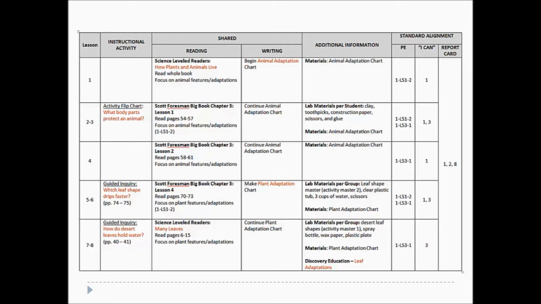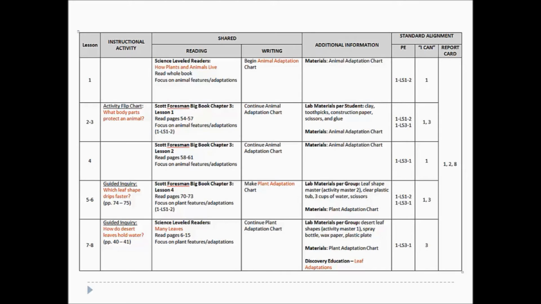Lessons 5 and 6 include two separate resources: a guided inquiry where students are investigating how adaptations in leaf shape allow some leaves to dry more quickly than others, and text that allows students to begin to complete the plant adaptation chart by using evidence from the text to describe the characteristics that promote survival and growth. With the guided inquiry, you may consider having students use their observations to design and test a third leaf that dries the quickest. Lessons 7 and 8 again use two separate resources to allow students to investigate how different adaptations allow a leaf to hold water for a longer period of time.